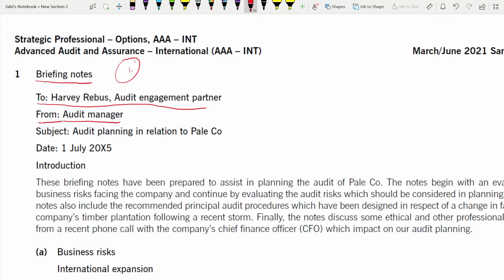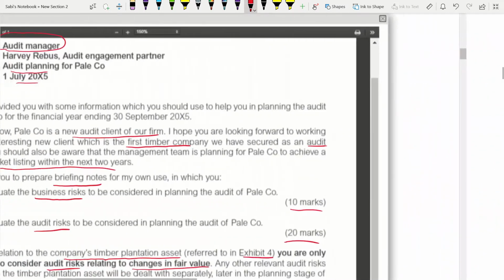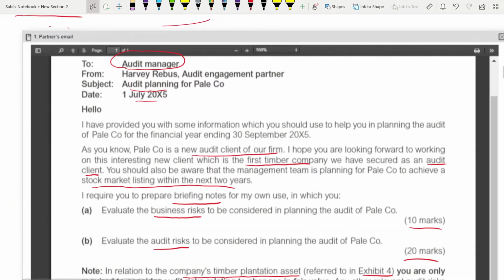So from whom? Don't write from me. From audit manager. What is the subject? Subject you have to choose. Okay. Make your subject brief, not long sentences. Okay, should not be more than 4 or 5 words. So make sure that you write the name of the company also. So this is about audit planning in relation to payroll company. Okay. Or if you just go through exhibit 1 here, you can exactly take from here itself the briefing note. What you can do is just replace. This 2 will come here and this 2 will go to from.